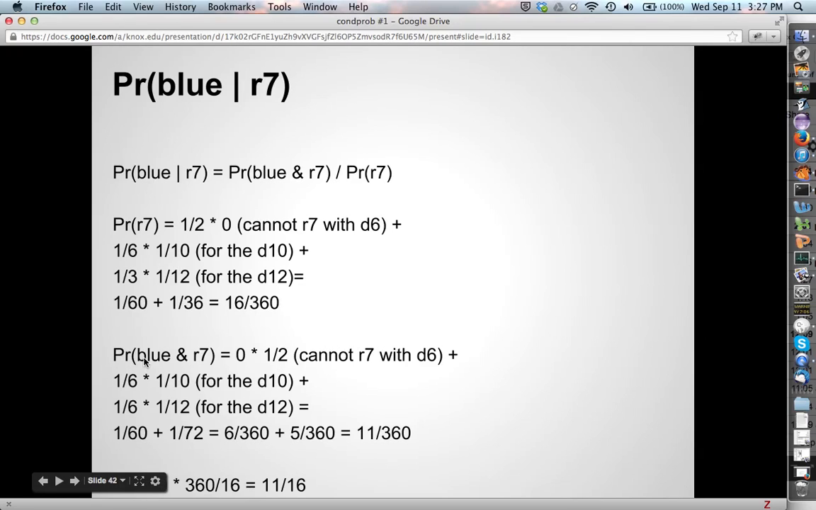Now the probability that we picked a blue die and we rolled a 7: it's 0 up here because you can't roll a 7 with a d6. Then we've got 1/6 times 1/10 for the blue d10, and 1/6 times 1/12 for the blue d12. Remember, there's only one blue d12; the other one is red. So that comes to 11/360ths. I wish I could say I magically knew to pick these numbers, but this was kind of an accident. This comes out to 11/16 once we work out the multiplication.